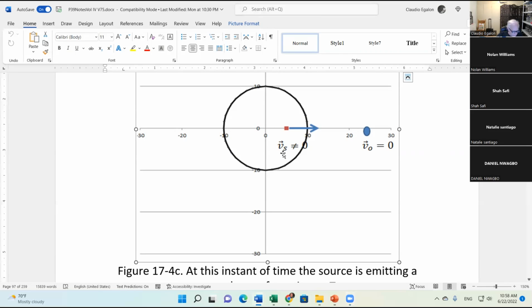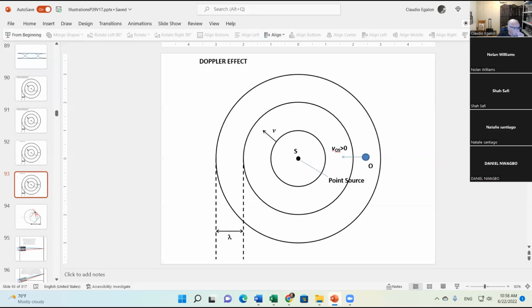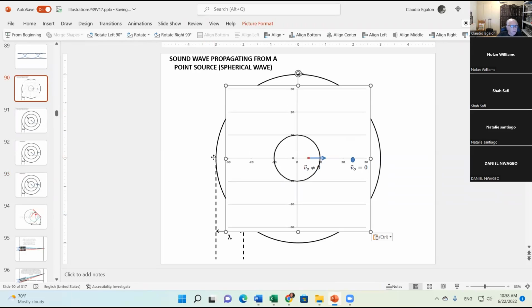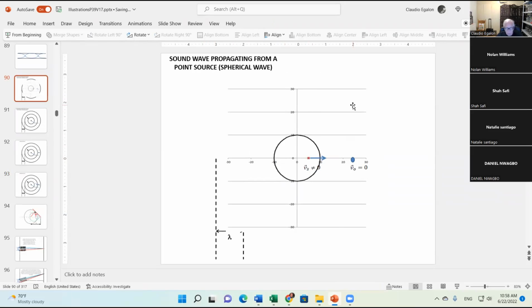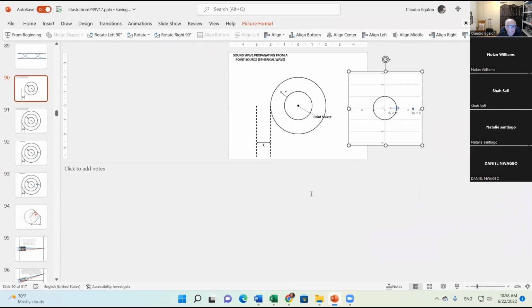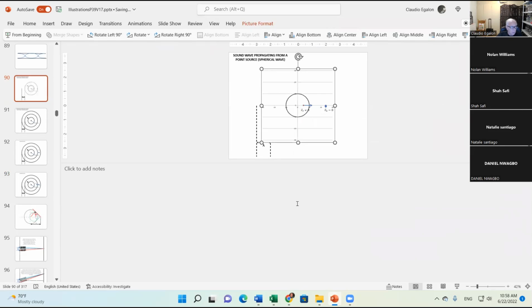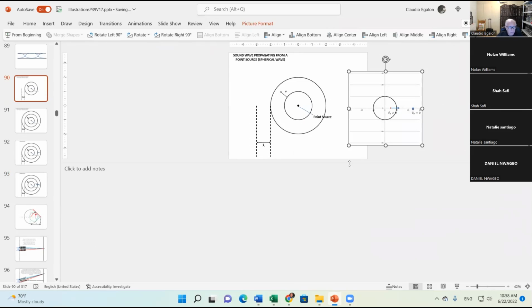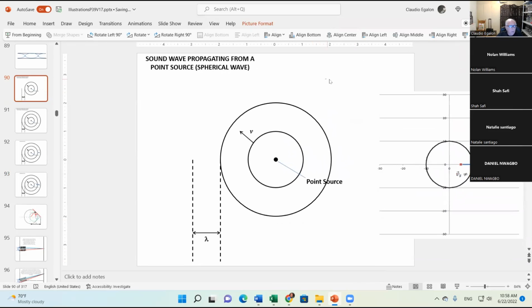Maybe I will just copy that and paste it right in here. So let's see here. Pasting right in here and, oops. What's going on here? Okay.